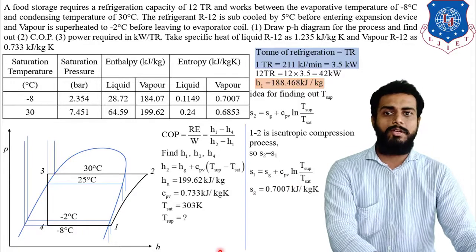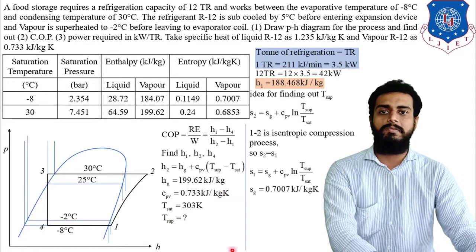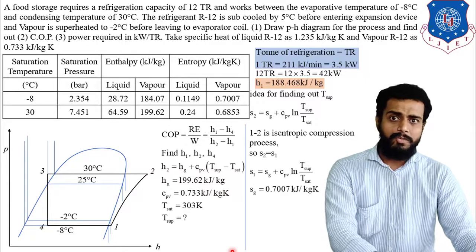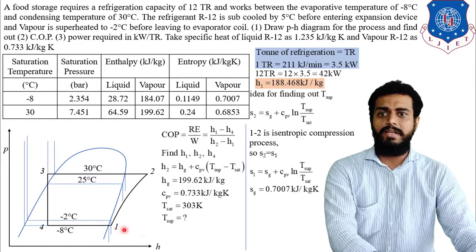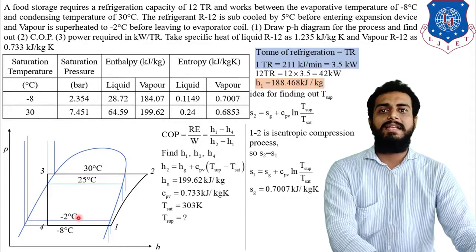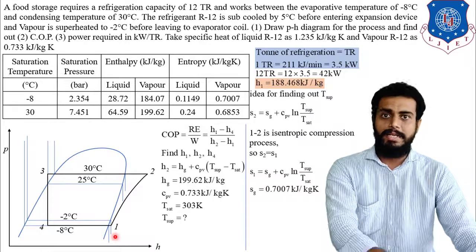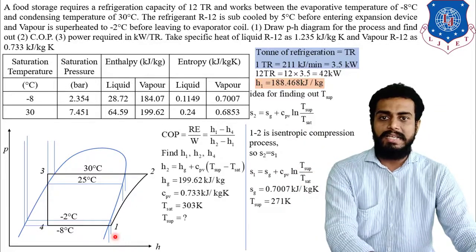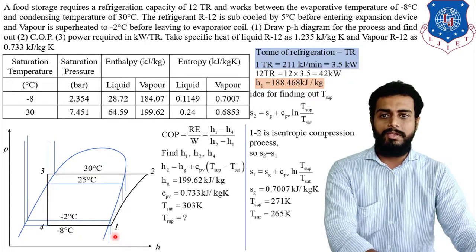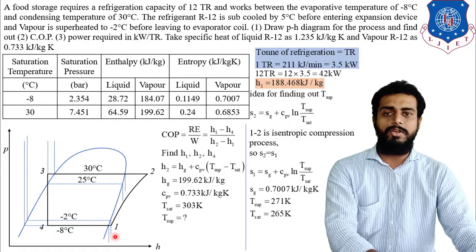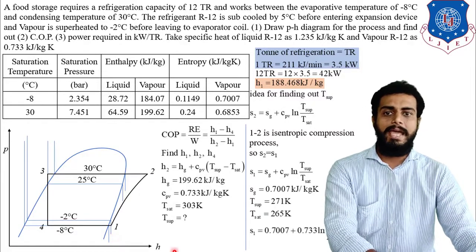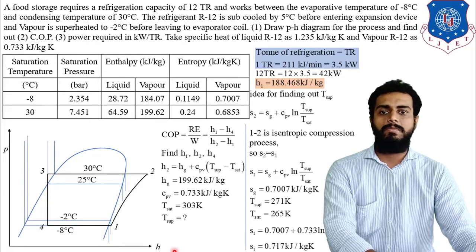Plus Cpv. Cpv is already known to us, that is 0.733 kilojoule per kg Kelvin. Then T superheated by T saturated. Here T superheated is given? Yes, because corresponding to point number 1, the temperature is minus 2 degrees Celsius. So that is our T superheated, that is 271 Kelvin. And T saturated is minus 8 degrees Celsius. Convert it into Kelvin, so 265 Kelvin. Now in this equation of S1, we have Sg, Cpv, T superheated, T saturated. So you can find out S1 simply as 0.717 kilojoule per kg Kelvin.